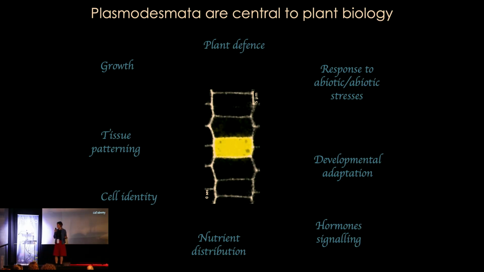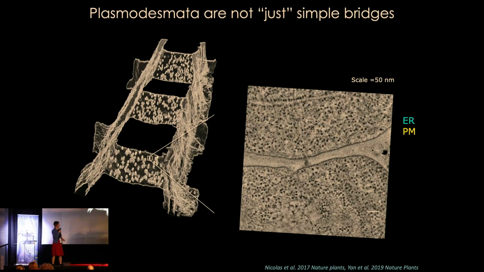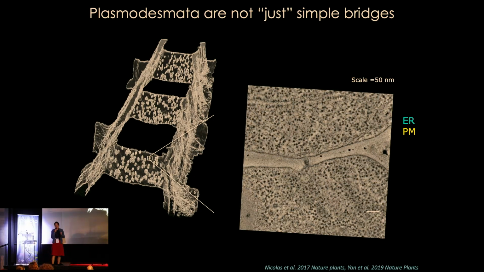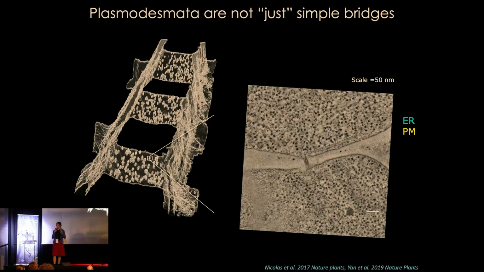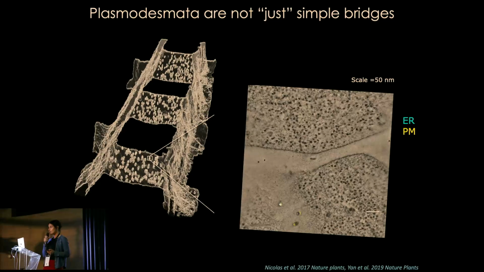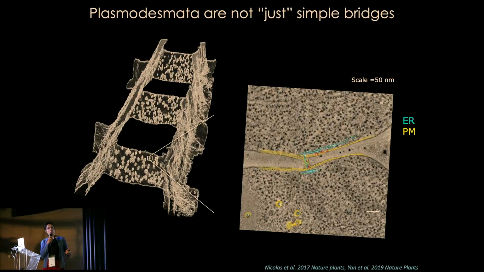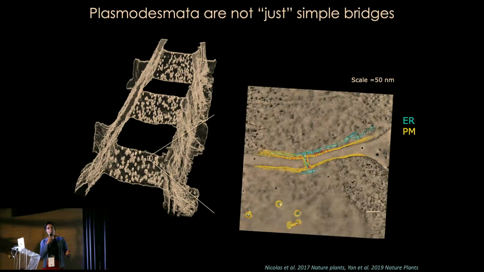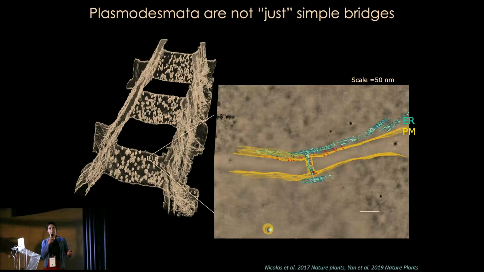And because of their function in cell-to-cell communication, plasmodesmata bridges have been really involved in pretty much every single aspect of plant biology, and these are a few examples. But now, plasmodesmata are not only simple bridges. In every single one of them, you have an ER strand that runs right through it.